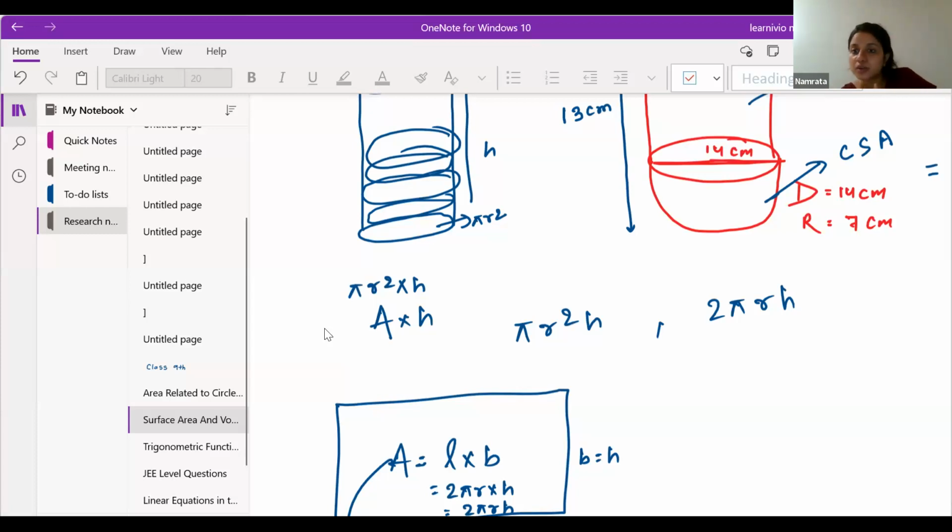But what about total surface area? What will happen when I tell you that this is the cylinder and I am going to cover it with a circular lid? What will be the total surface area? So you will say total surface area will be curved surface plus this circular lid area, pi r square, plus this circular lid area, that is pi r square. So let me write it.